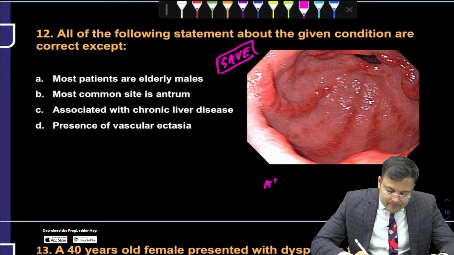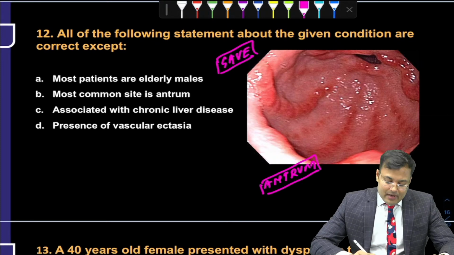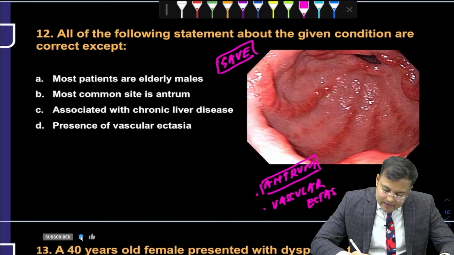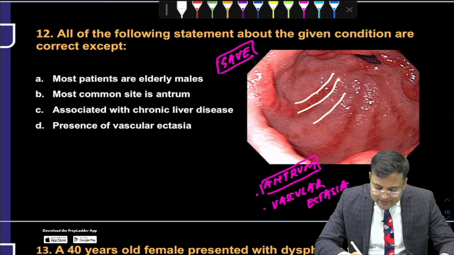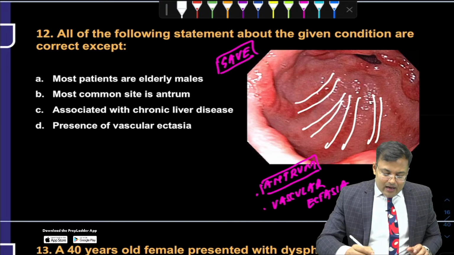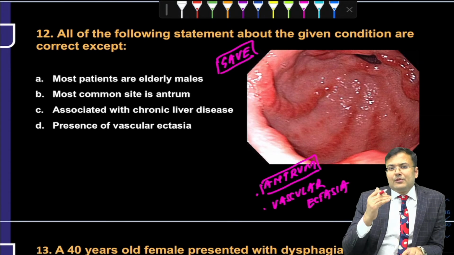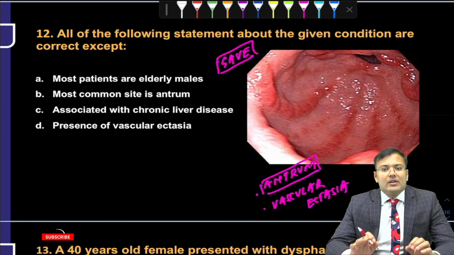Most common site, tell me. It is gastric antral vascular ectasia, so the most common site is the antrum. And what is the pathology? The patient is having vascular ectasia. Why is it known as watermelon stomach? Because whenever we perform endoscopy, you can see parallel stripes. Dilated vessels appear like parallel stripes, and these look like the rind covering a watermelon. So this is watermelon stomach.